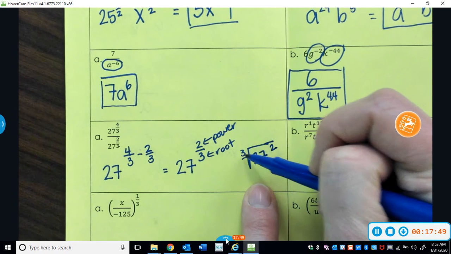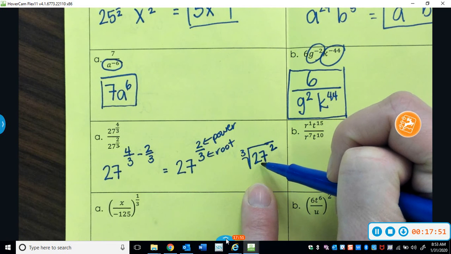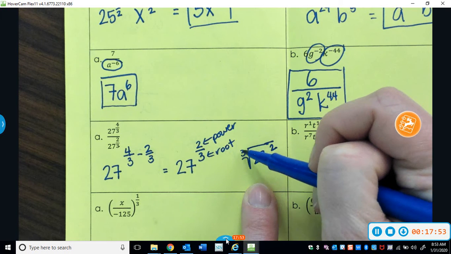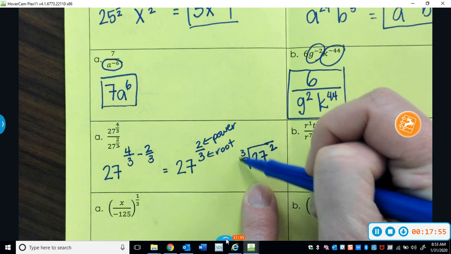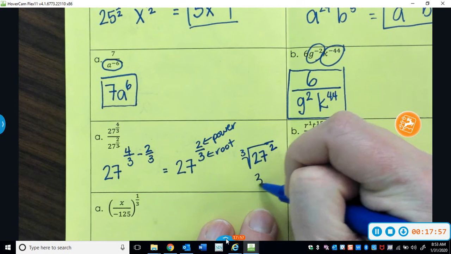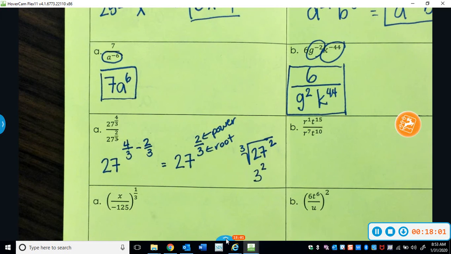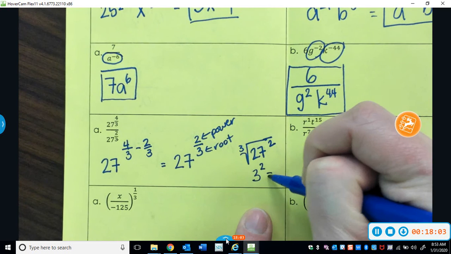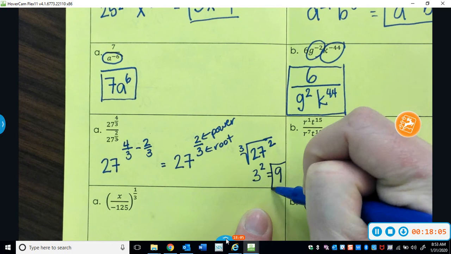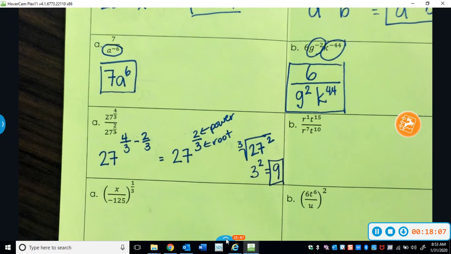What is the cube root of 27? Almost. So it's 3. This actually simplifies a little bit more. So the cube root of 27 is a 3, and we have it to the power of 2. Oh, wait, no, 9. There you go. Yeah, because it means 3 times 3. So your final answer there would actually be 9. Good.